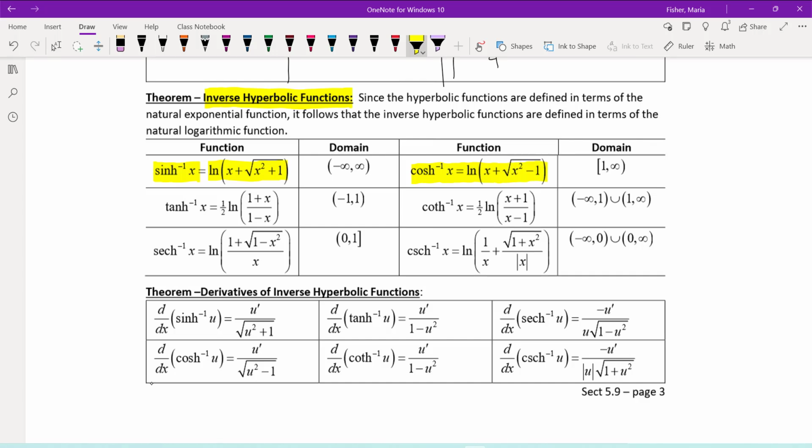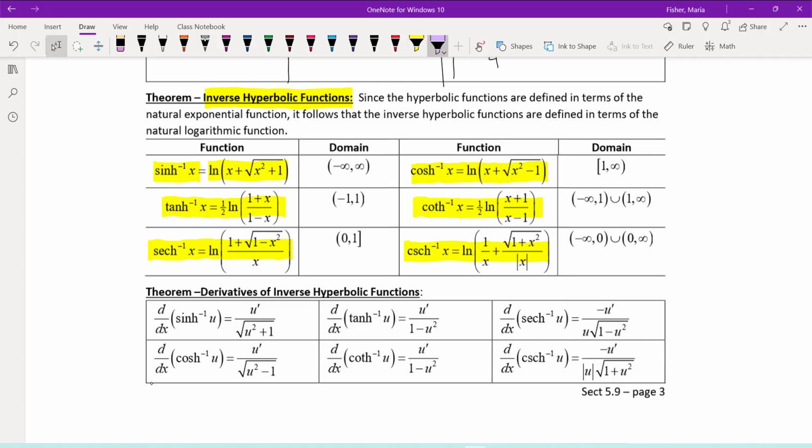minus 1. Inverse tanh of x is 1/2 times the natural log of 1 plus x over 1 minus x. The inverse hyperbolic cotangent of x is 1/2 times the natural log of x plus 1 over x minus 1. Inverse hyperbolic secant is the natural log of 1 plus the square root of 1 minus x squared over x. And finally, the inverse hyperbolic cosecant of x is the natural log of 1 over x plus the square root of 1 plus x squared divided by the absolute value of x.